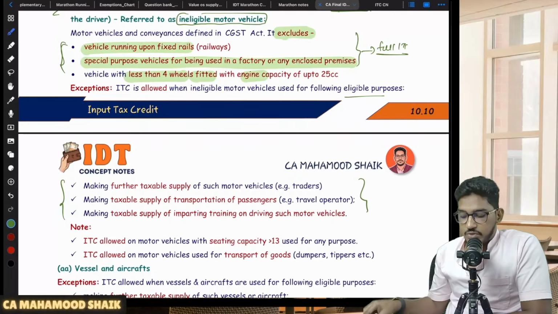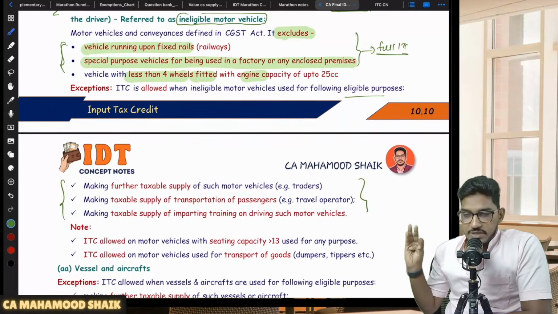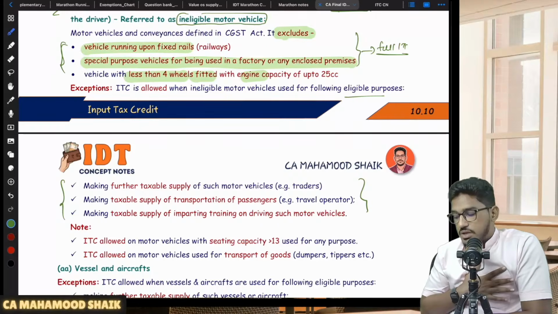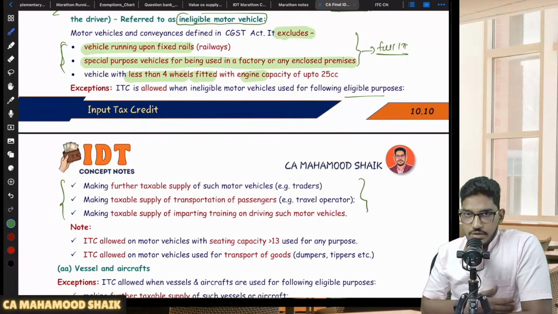What is excluded from the motor vehicle definition? Rails, special purpose vehicles which move only within an enclosed premises, and vehicles with less than 4 wheels fitted with an engine capacity of up to 25 cc. These are not falling under the motor vehicle definition. If they are not falling under it, we can claim full ITC.